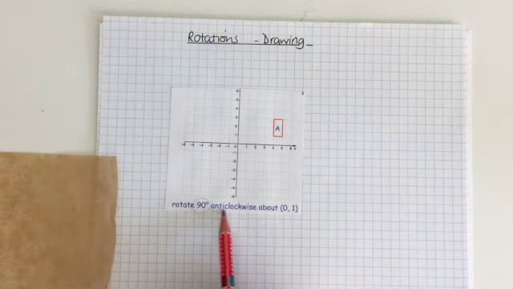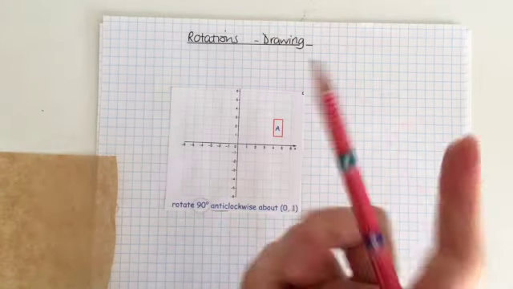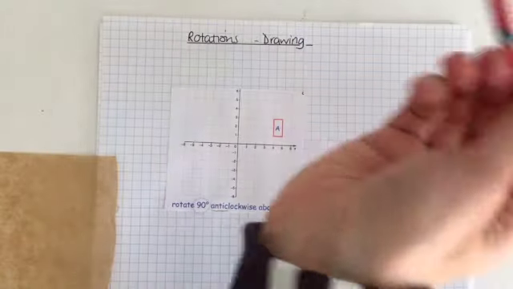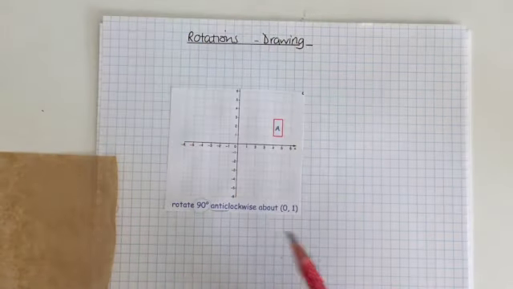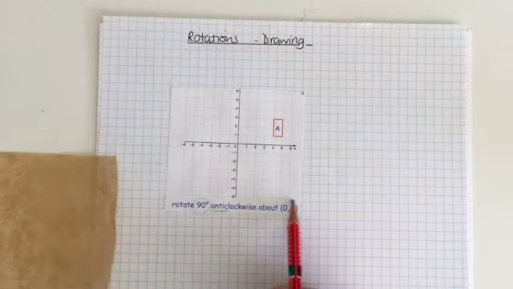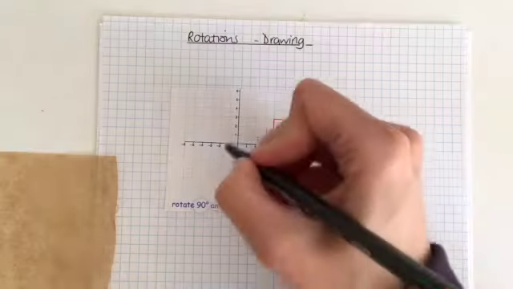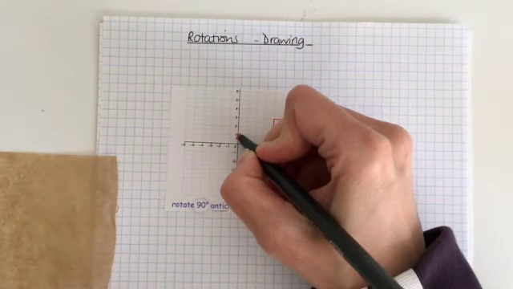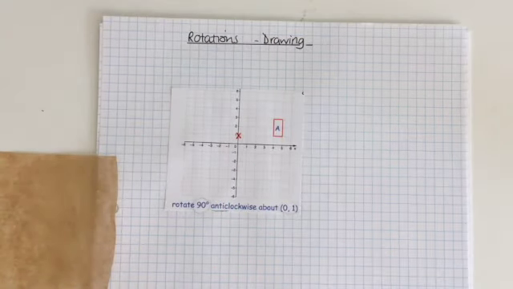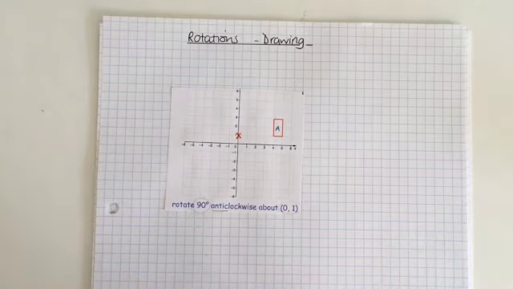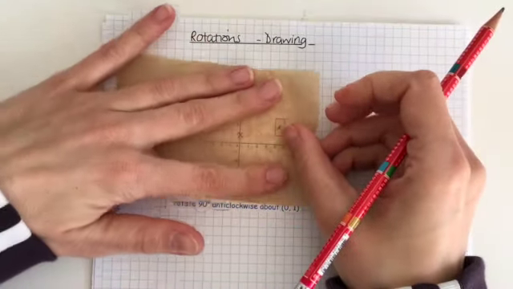This one is anti-clockwise, so we're going to be turning it the wrong way. We're going to be going backwards. And then we have to have this center of rotation, which is 0, 1. So I'm going to mark that point on the graph now. So that is there.